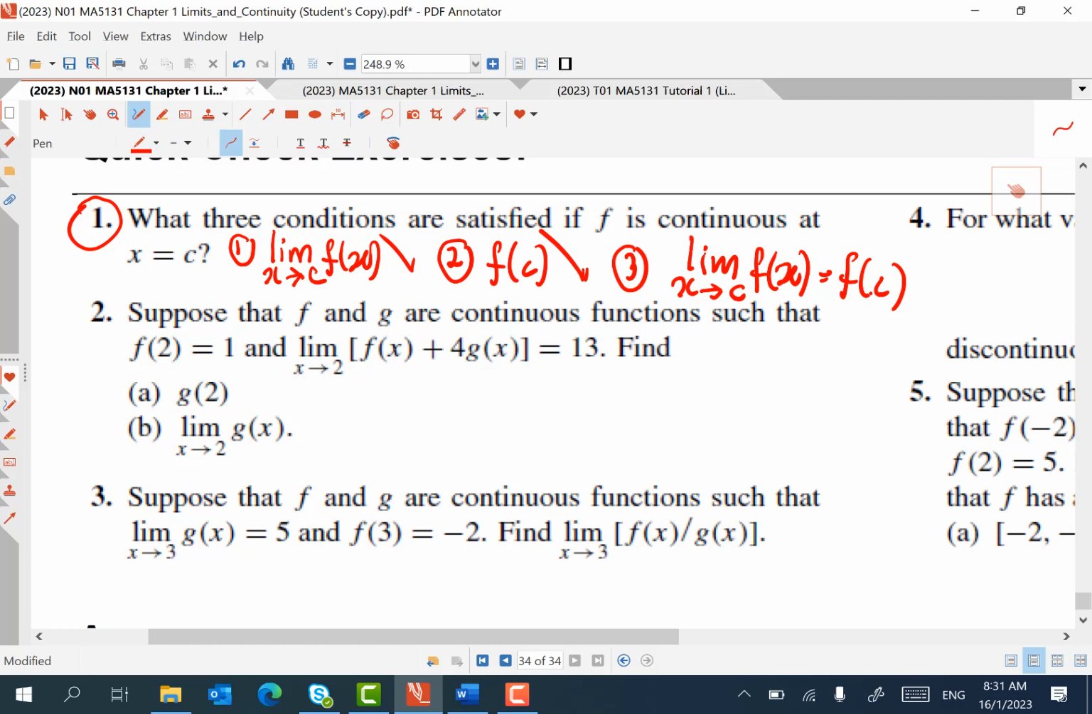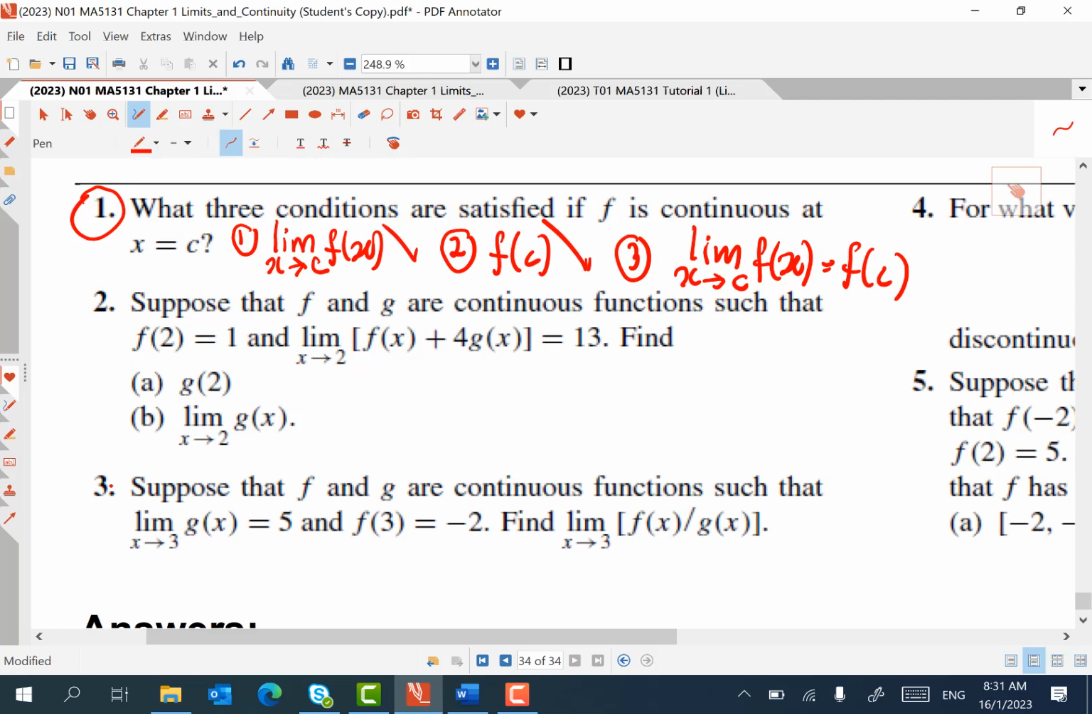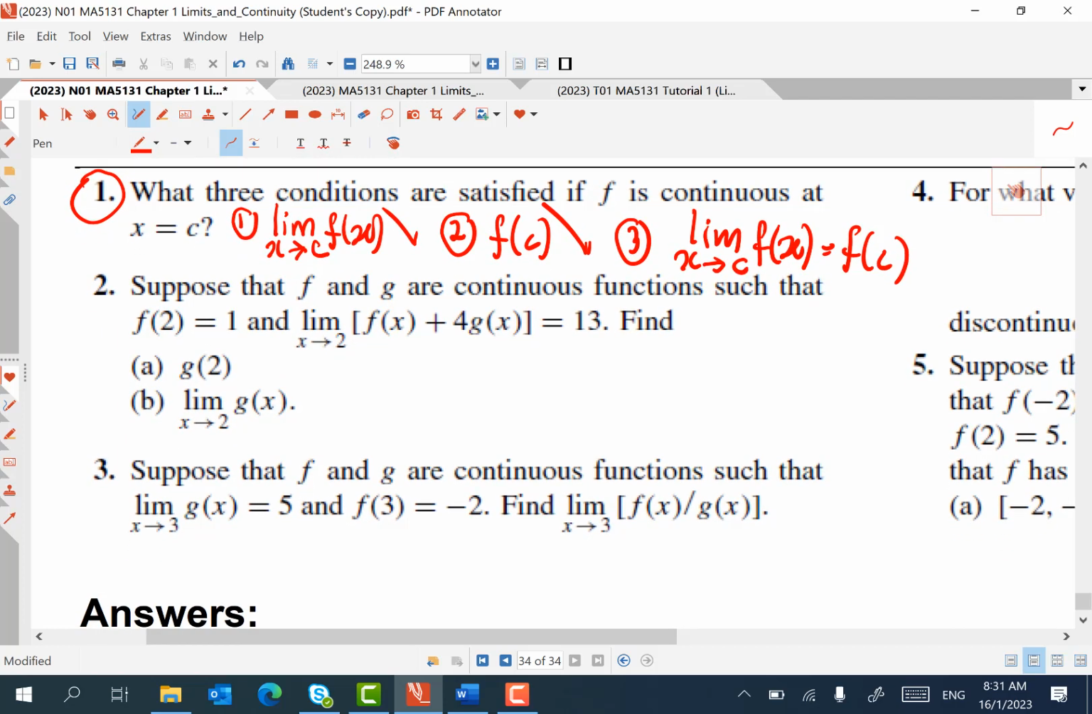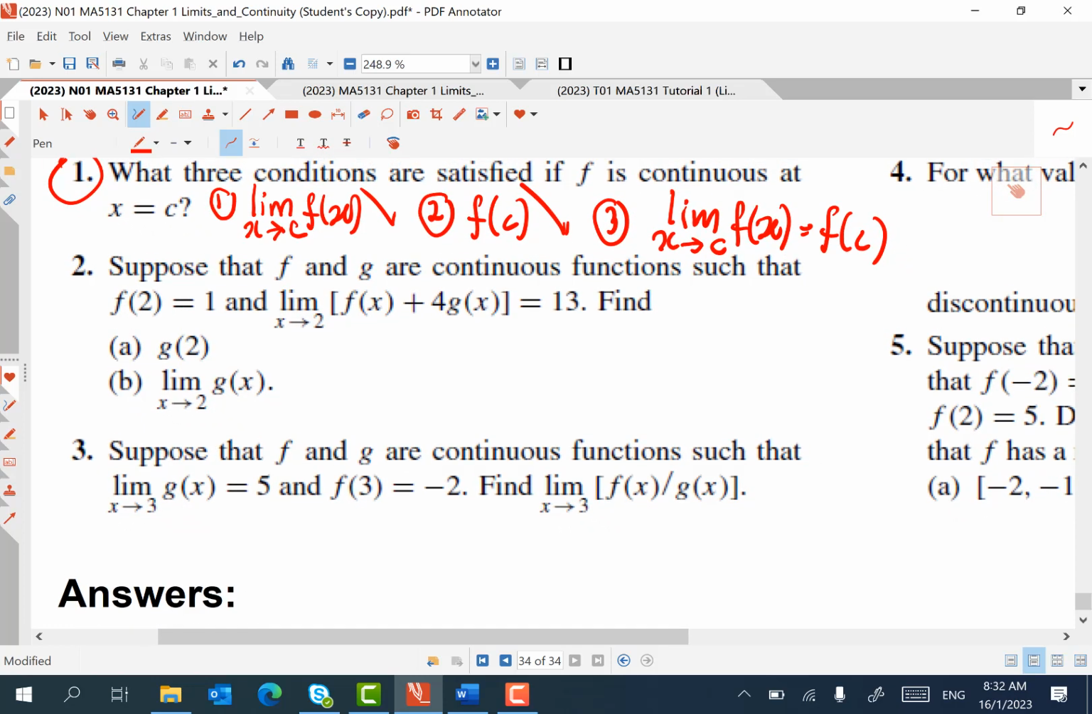You know what I mean? Of course the concept of continuity is quite trivial. Just that when you do it by calculation, you need a bit of effort. The next question: f and g are continuous. Find g of 2. Okay, let's hear from the boy next.